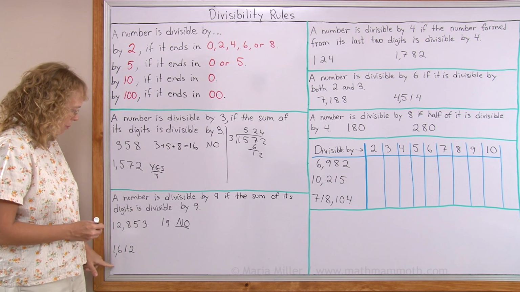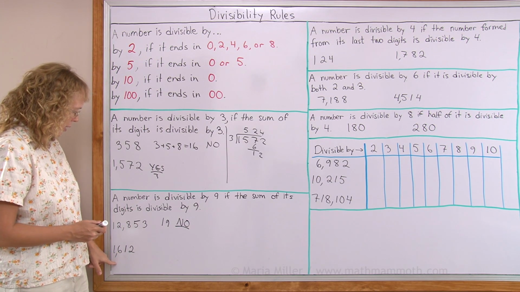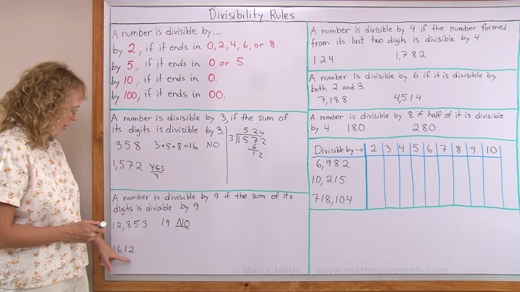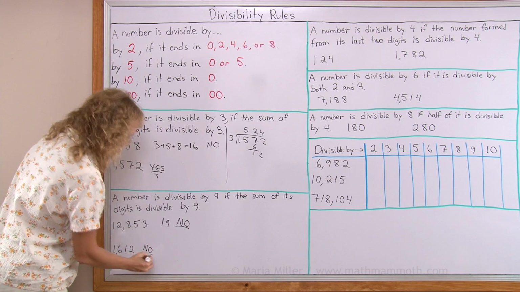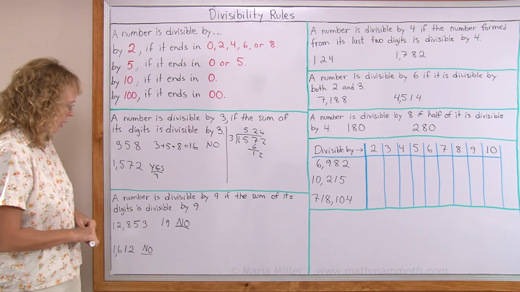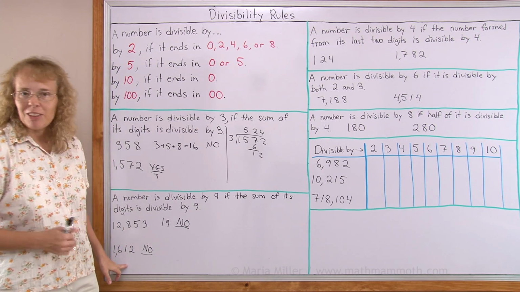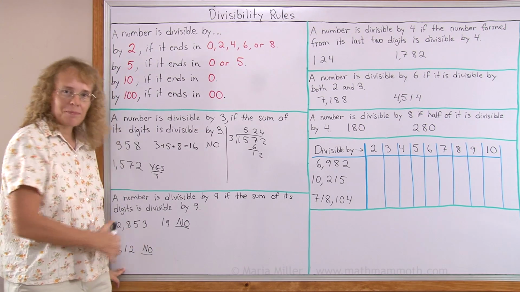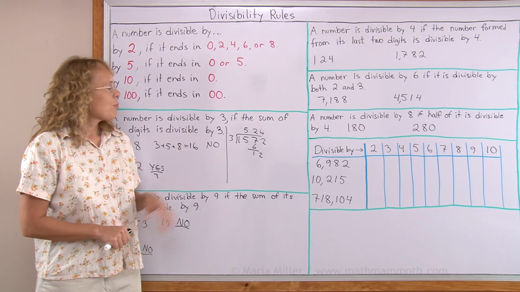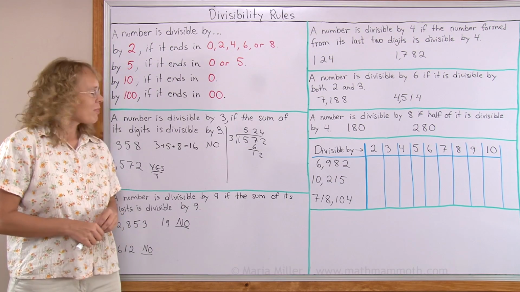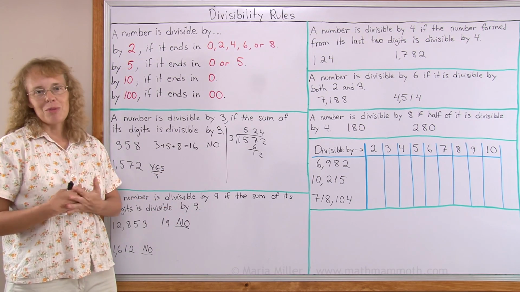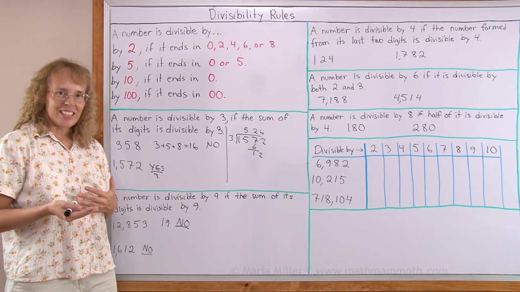Or here, 1 plus 6 plus 1 plus 2. I get 7, 8 and 10. Okay? No, that's not divisible by 9 either. And you could again check it with long division. You would get the remainder. The proofs for this are not very difficult if you have studied algebra, but I don't have time to go into those at this level.